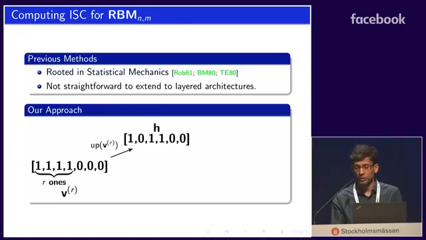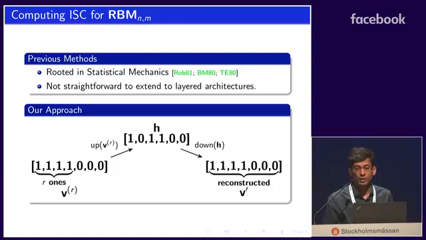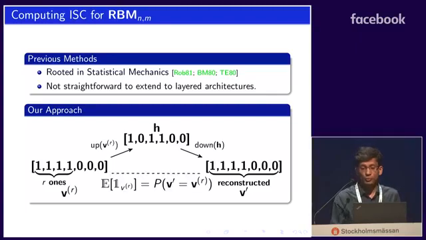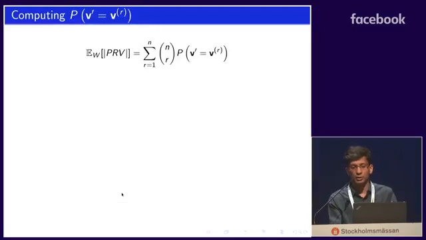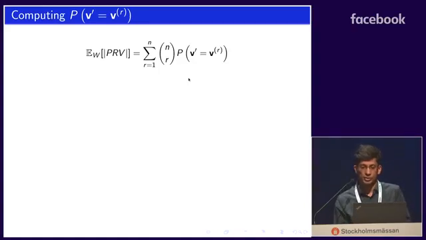Let's say it has L ones. Then, given this H vector, we again reconstruct a visible vector, the most likely visible vector. Then we compute the probability that this reconstructed vector is the same as our original vector, which is nothing but the expectation of the indicator random variable that is 1 if V_R is perfectly reconstructible and 0 otherwise. Once we have this number, we can simply sum over all R to get our total expected number of perfectly reconstructible vectors by linearity of expectation.